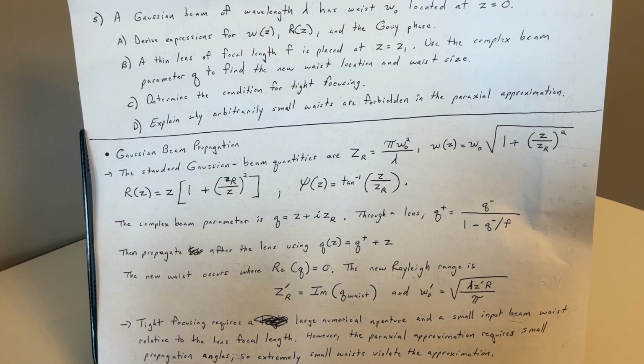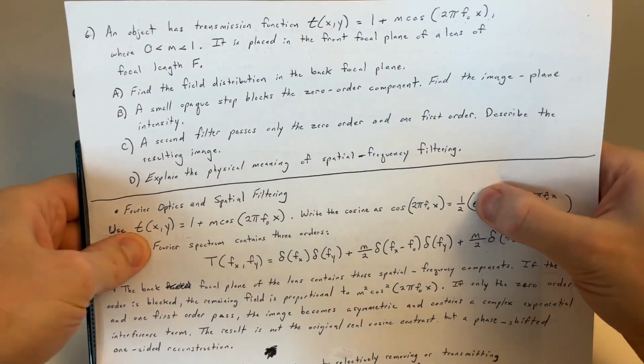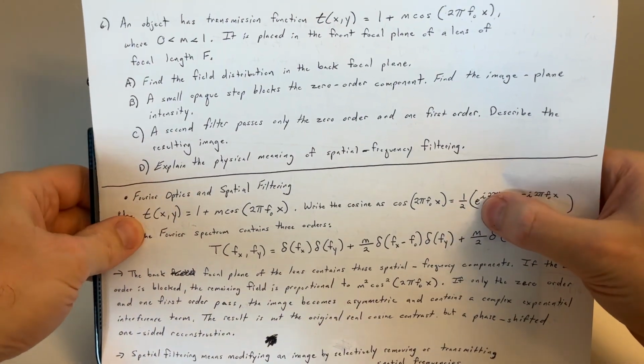So we could say tight focusing requires a large numerical aperture and a small input beam waist relative to the lens focal length. However, the paraxial approximation requires small propagation angles, so extremely small waists violate the approximation. And pardon me if I mispronounced anything so far, just going through this quickly.